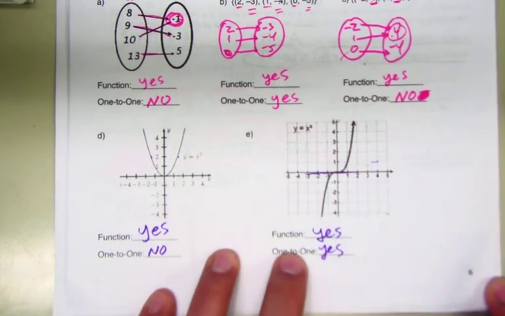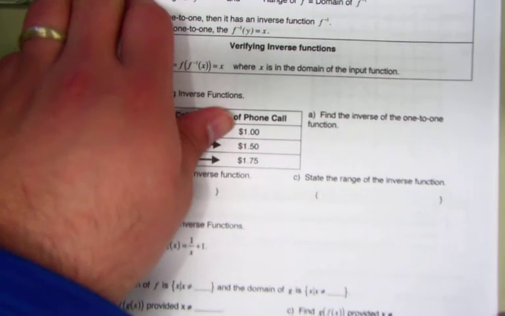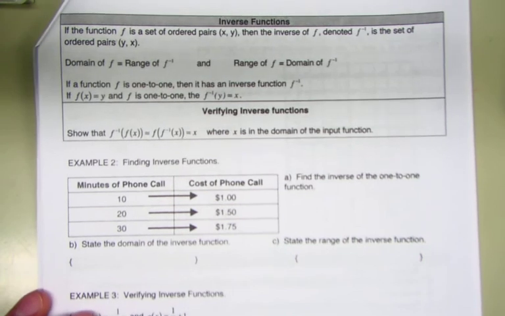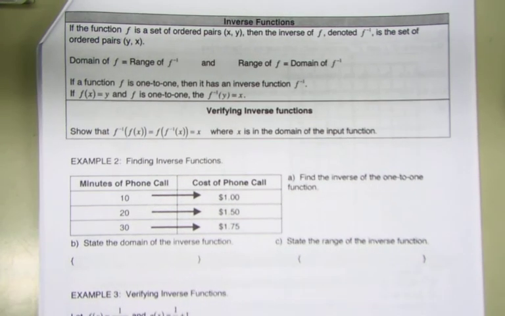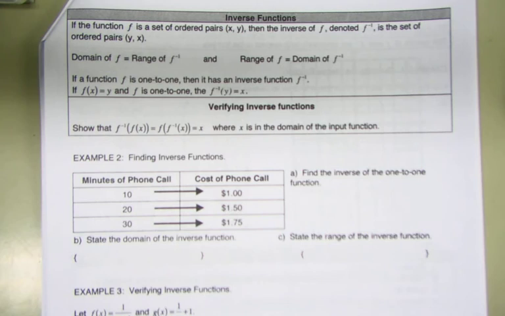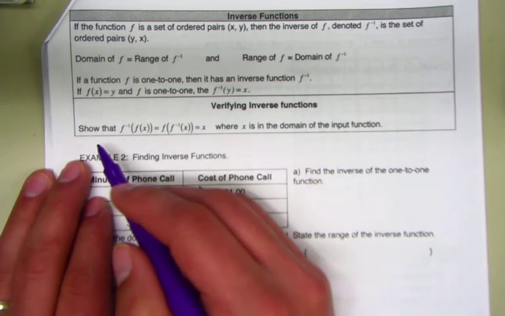Okay? So that's kind of how to determine if we have 1 to 1 functions, and that's going to be huge as far as finding inverses, which we'll talk about next. Before we find inverses, we're going to talk about the definitions for inverses. This is kind of a fancy definition up here. Here's what you need to know.